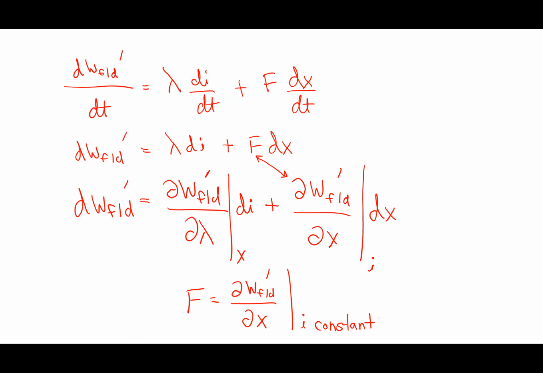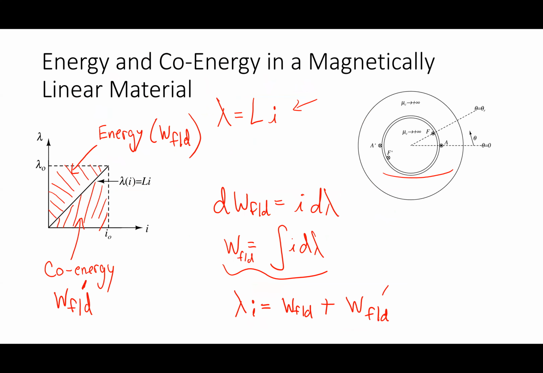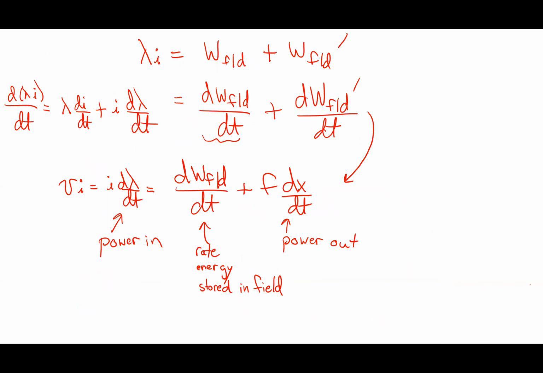So I need to know how to calculate whatever this co-energy is, which we can talk about real quick based on this picture. If, just for this picture, lambda equals Li, then for your favorite materials, what is the energy? It's 1/2 Li squared. Lambda I is equal to energy plus co-energy. If I put those together, I find that the co-energy is 1/2 Li squared as well. If I put them together, everything works out.